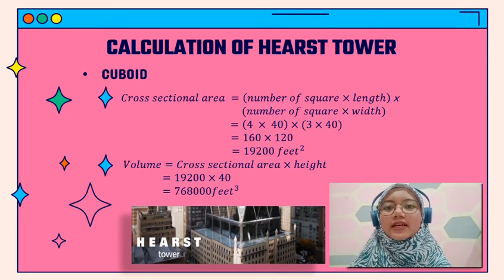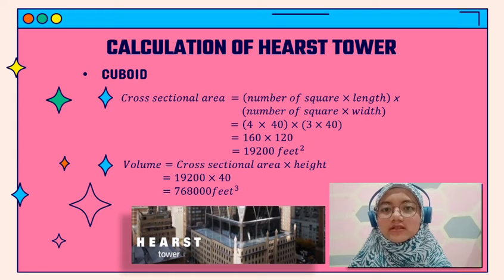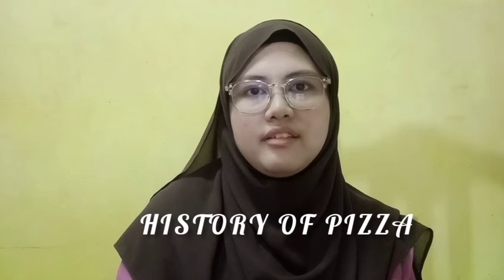90,200 square feet. Then we apply the cross-sectional area times the height, that is 40 feet, to get the volume of the cuboid, and it is equal to 768,000 cubic feet.